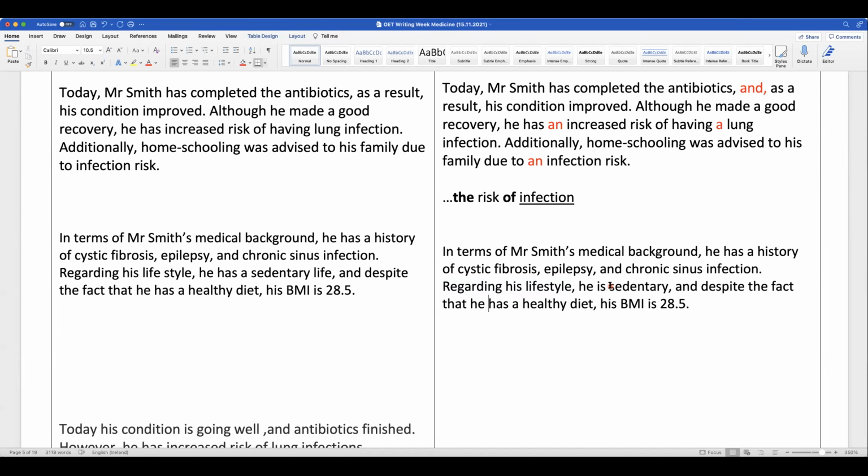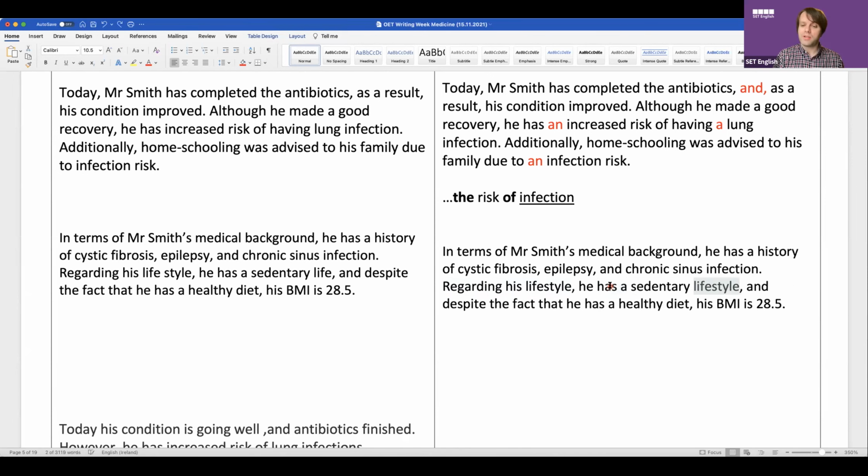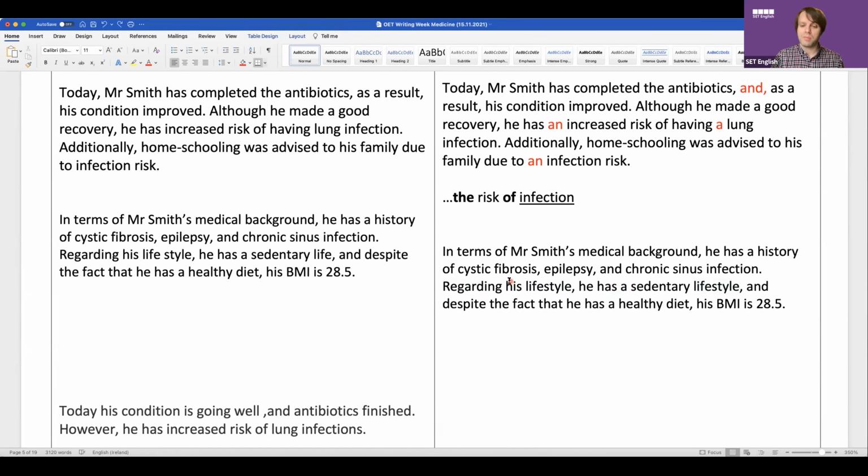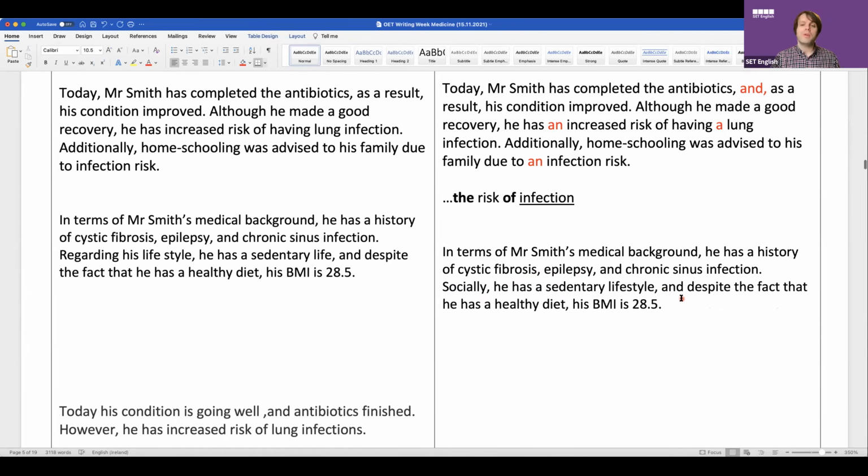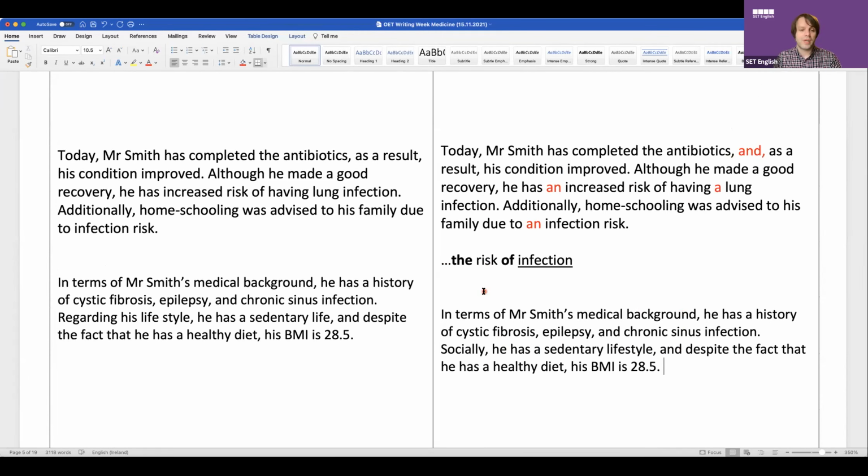And despite the fact that he has a healthy diet, his BMI is 28.5, right? Okay, so let's go back to this one. Actually, I prefer socially. It sounds better, right? So I'm going to go with the first suggestion. It just sounds nicer. Socially, he has a sedentary lifestyle. Okay, so what do we think about this? Any comments or questions about this one? Conciseness and clarity is great, right?